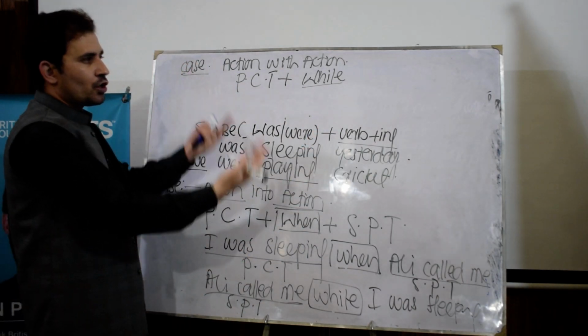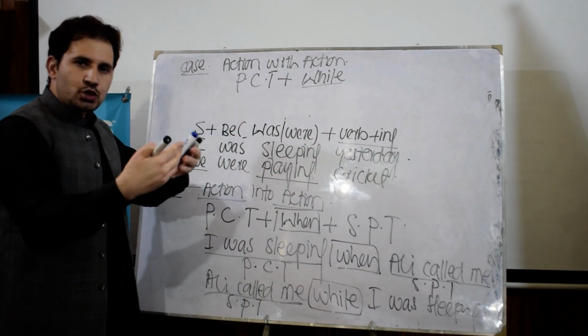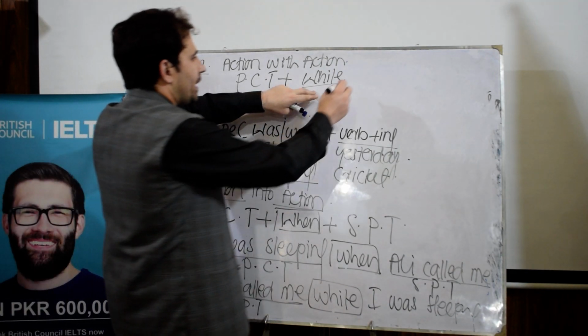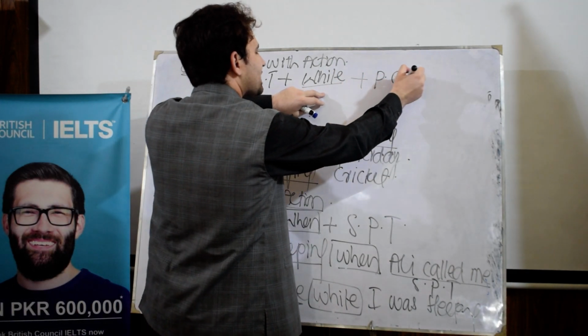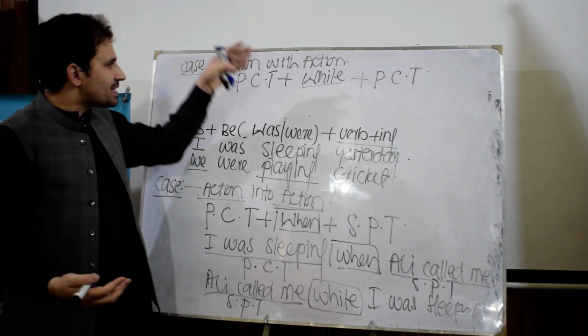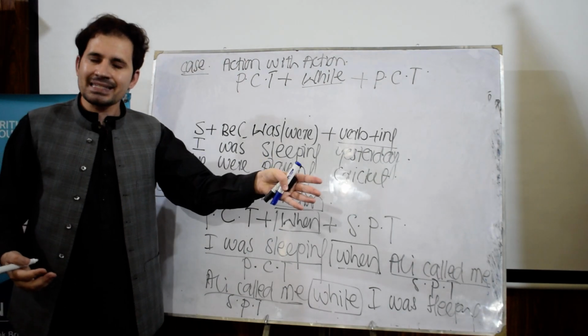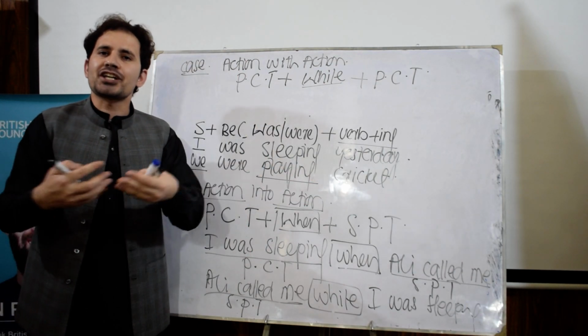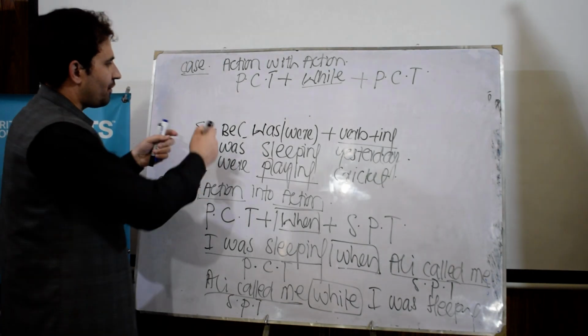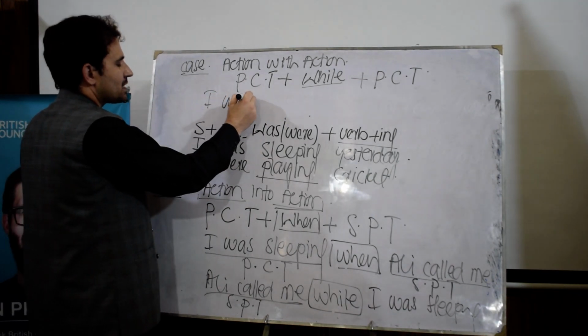Why? Because we do not have simple past tense. So to connect two past continuous tenses, simply we will be using conjunction while, and after this, again, we will use past continuous tense. Two tenses we want to connect together, because at the same time in the past, two actions were in progress. For example, suppose I say, I was teaching.